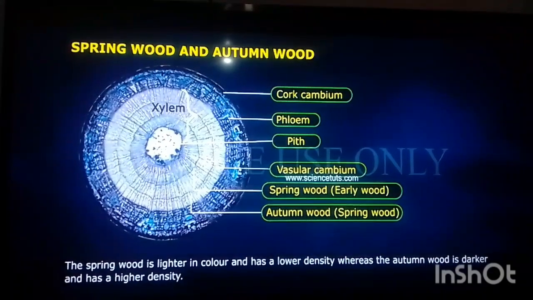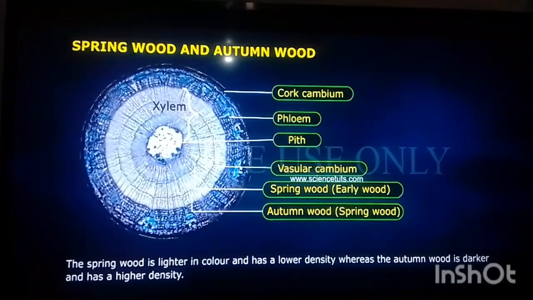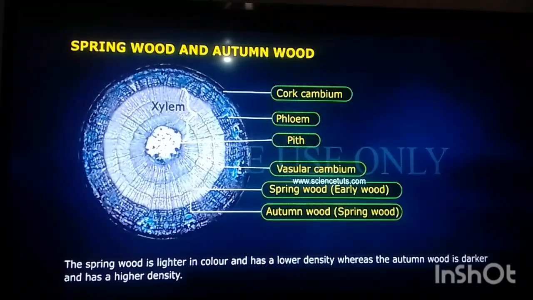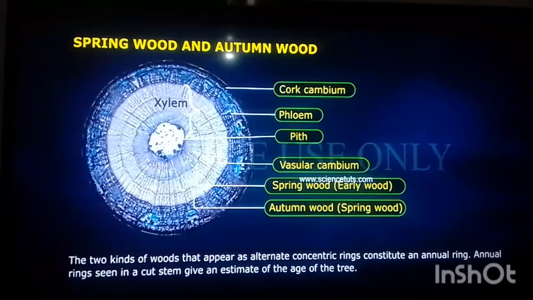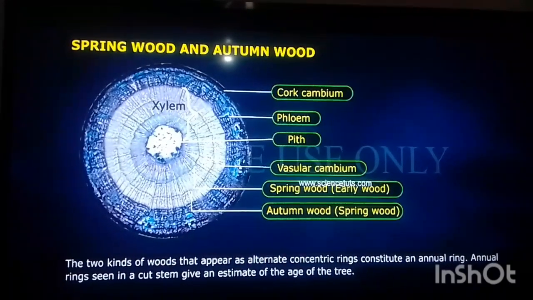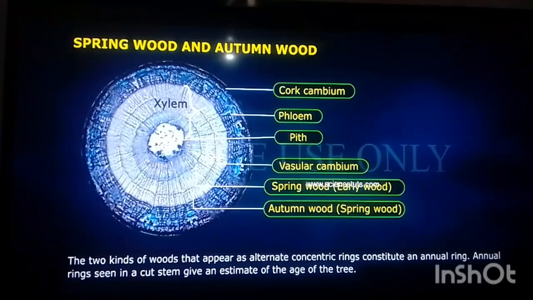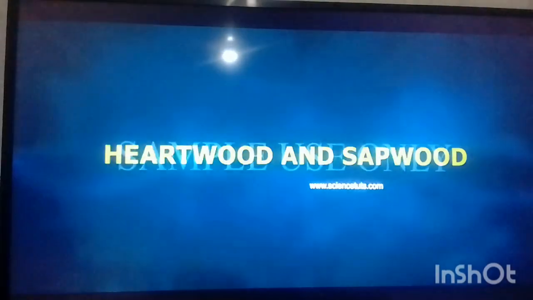The springwood is lighter in color and has a lower density, whereas the autumnwood is darker and has higher density. The two kinds of woods that appear as alternate concentric rings constitute an annual ring. Annual rings seen in a cut stem give an estimate of the age of the tree.